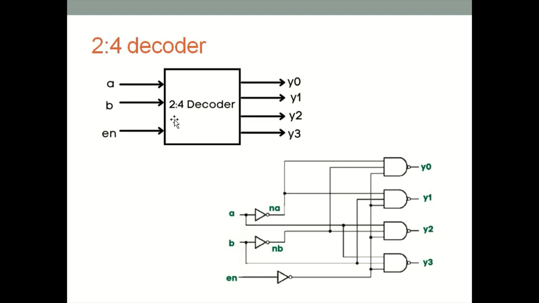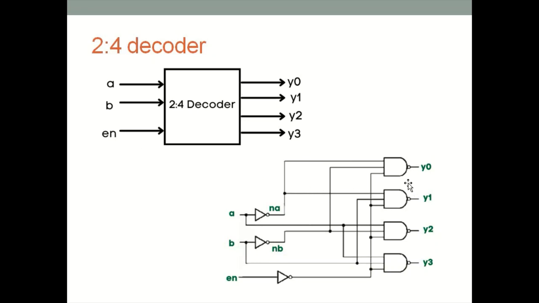And we can see this is the logic diagram of the 2:4 decoder. Here we can see 3 inputs, which are enable, A, B, and 4 outputs, which are Y0, Y1, Y2, Y3, and this is the logic or circuit diagram of the 2:4 decoder. Here we have A, B and enable as the inputs, and we are going to use NOT gates and NAND gates to make the 2:4 decoder.